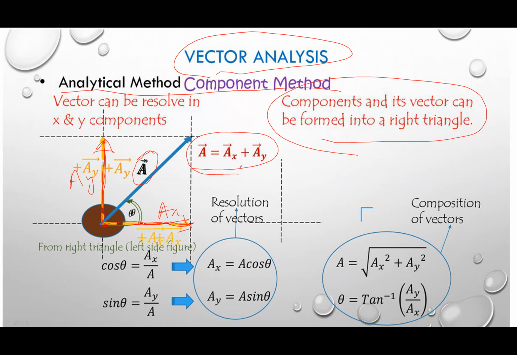So AX is equal to A cos theta. As we derived, Fx is equal to F cos theta. And for AY, you can use this formula also. Sin theta is equal to AY divided by A. You will use this one. We have already done these derivations.